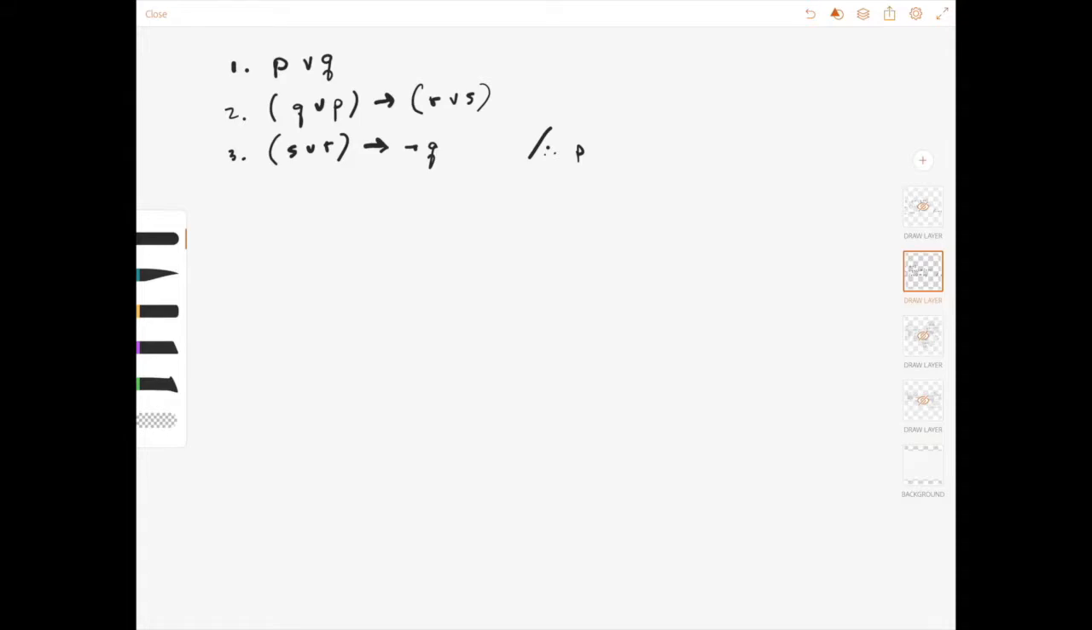In this tutorial, I will work two more proofs. These are, again, examples of proofs that use both inference and equivalence rules. So let's have a look at this proof in front of us here.